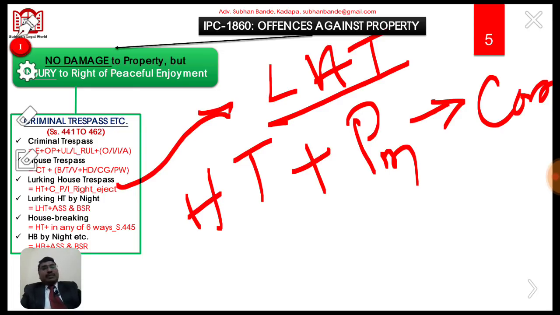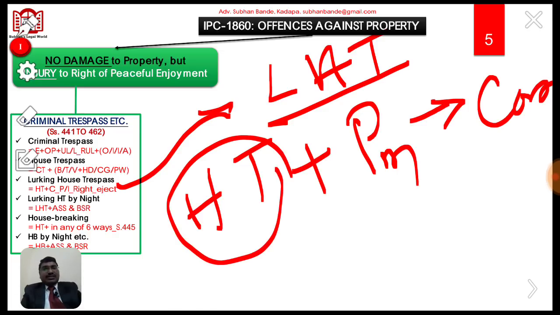In lurking house trespass, there should be a house trespass. Then the accused person who is entering unlawfully into a house, that means a building, vessel or tent, or who enters by lawful means but remains there unlawfully.